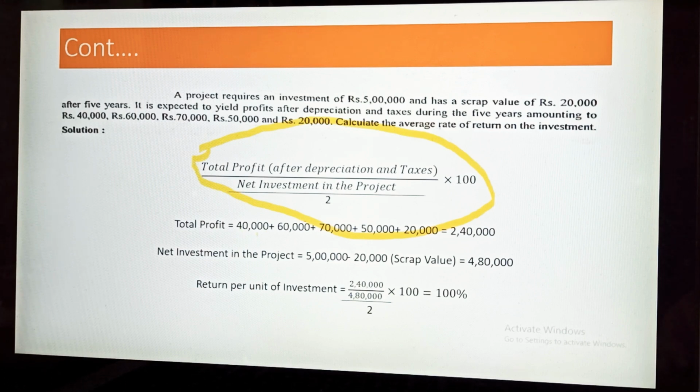So see, total profit the same way you will calculate 2,40,000. Net investment you will calculate 4,80,000. Then you divide by 2, multiply by 100. So 2,40,000 divided by 4,80,000, and again you have to divide by 2, then multiply by 100. The value will come 100%. So this is the third method, return on investment method.